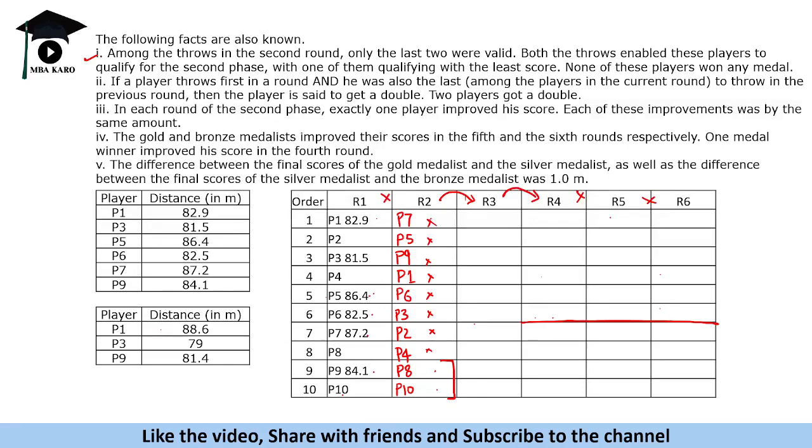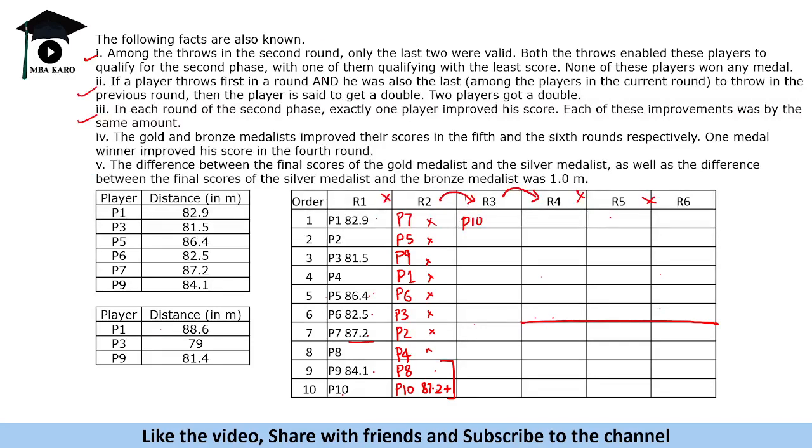Now it's a double, that means player 10 made the highest throw. Player 10 had the highest throw in this round. Now what can that throw be? If you see here, player 7 had the highest throw till this point, 87.2. So that means player 10 hit 87.2 plus, more than 87.2. So player 10 comes to the first position here. Okay. And then we are given that.